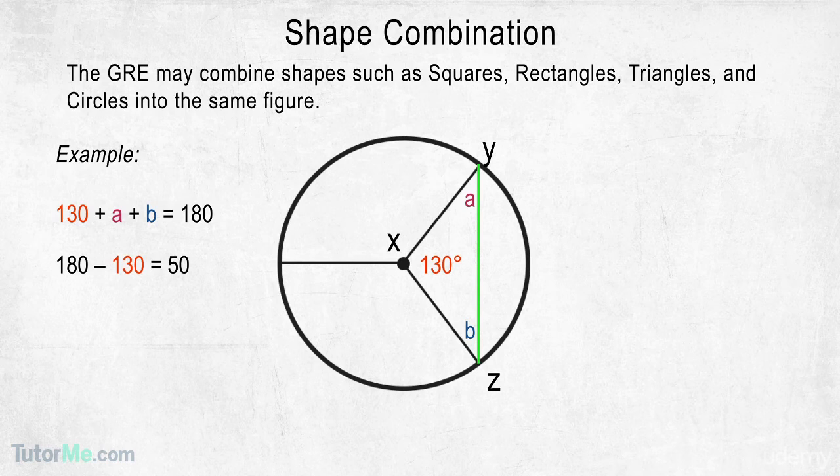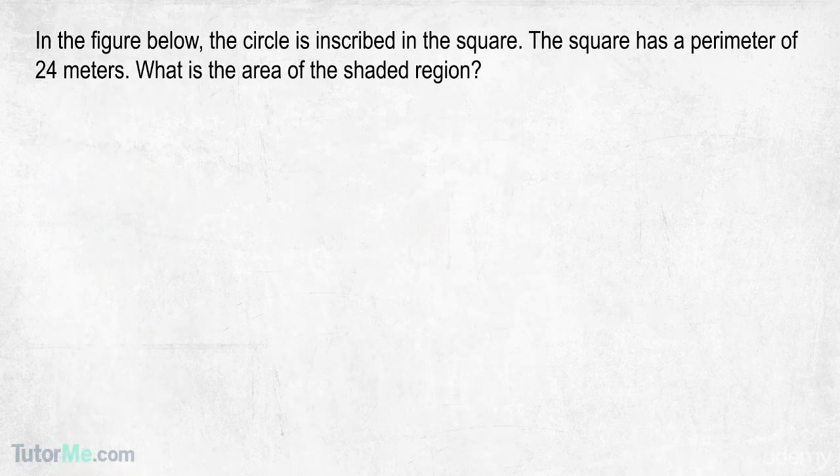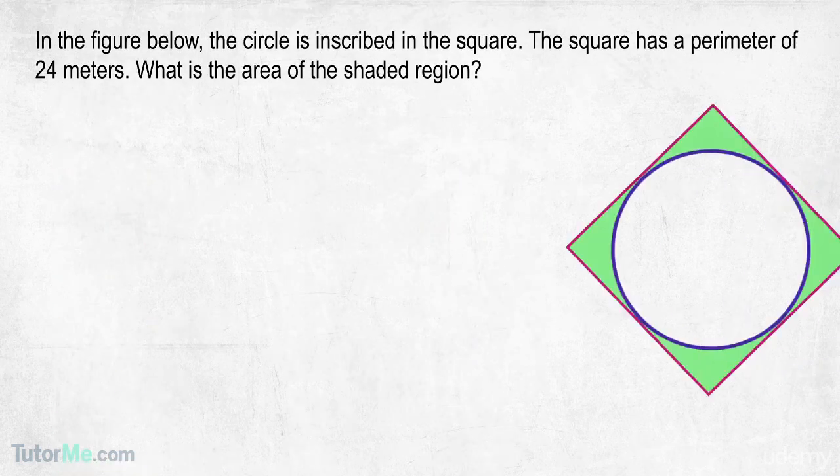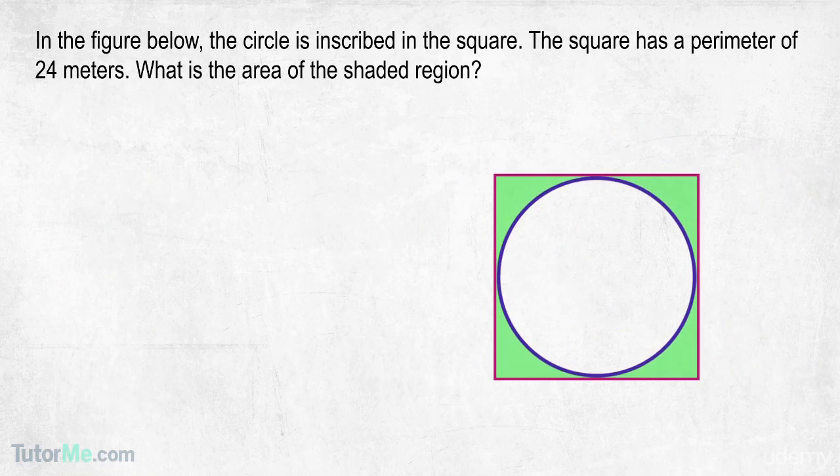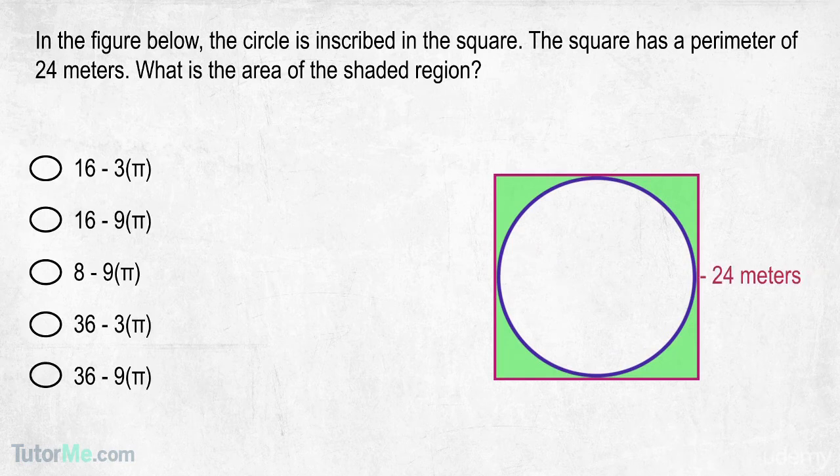Because the triangle is inscribed in a circle, the base of the triangle is a chord. This means that angles A and B are equivalent. Simply divide 50 by 2 and we have the measures of the 2 angles remaining, 25 degrees. In the figure below, the circle is inscribed in the square. The square has a perimeter of 24 meters. What is the area of the shaded region?